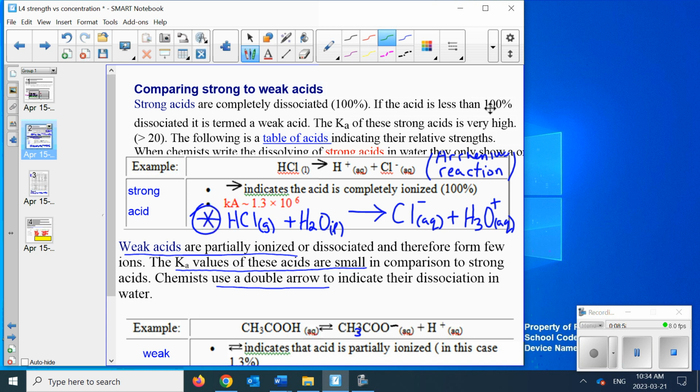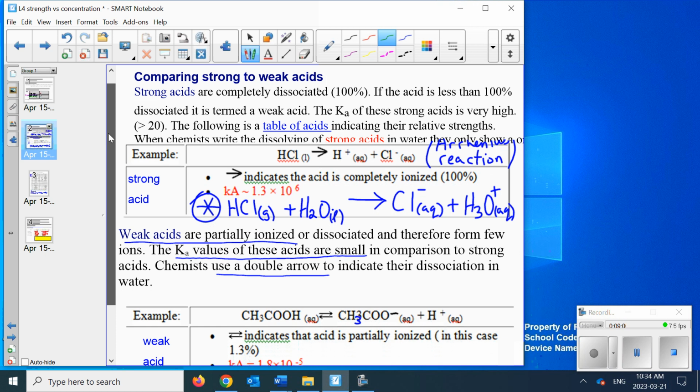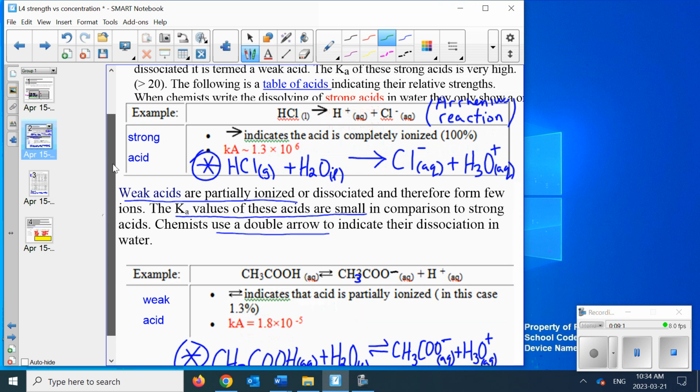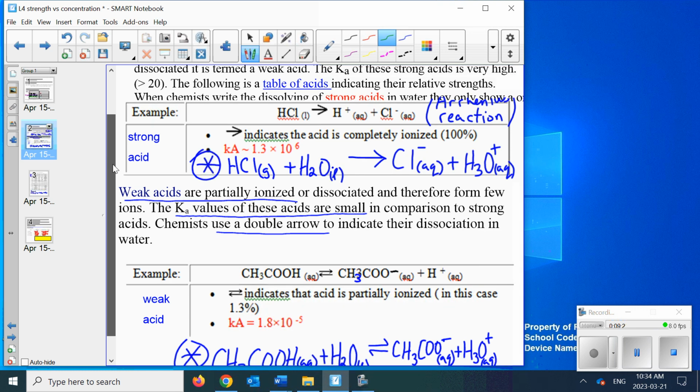If the acid is less than 100% dissociated, we say it's weak. That doesn't mean it's not dangerous. The Ka of the strong acids are very high, greater than 20. And a Ka bigger than 1 means it favors the product side, right? Equilibrium. We're going to talk about the table of acids.